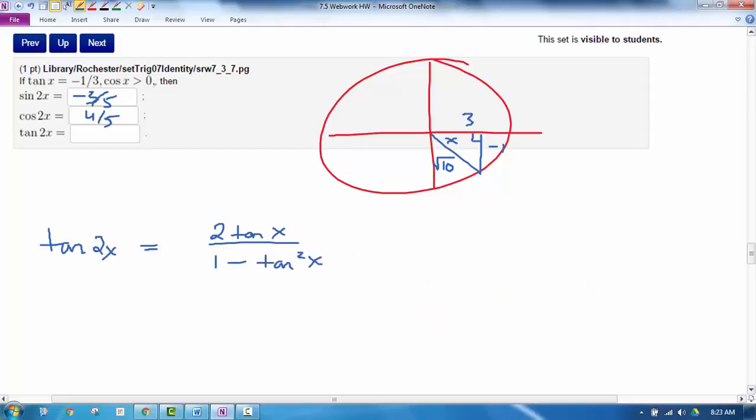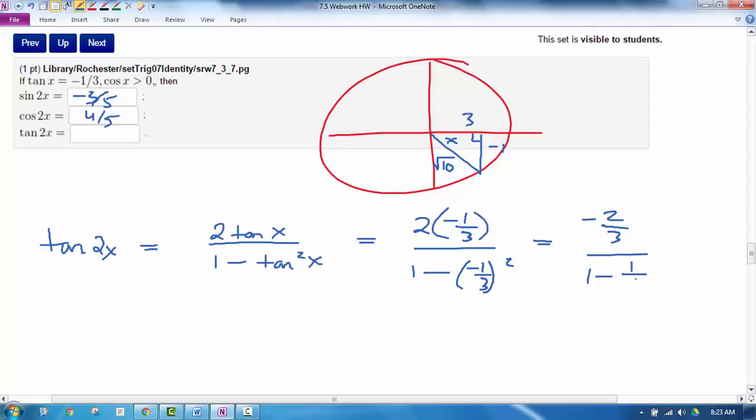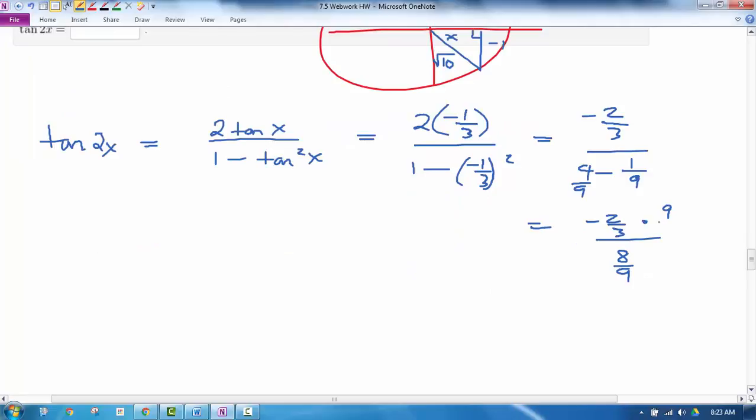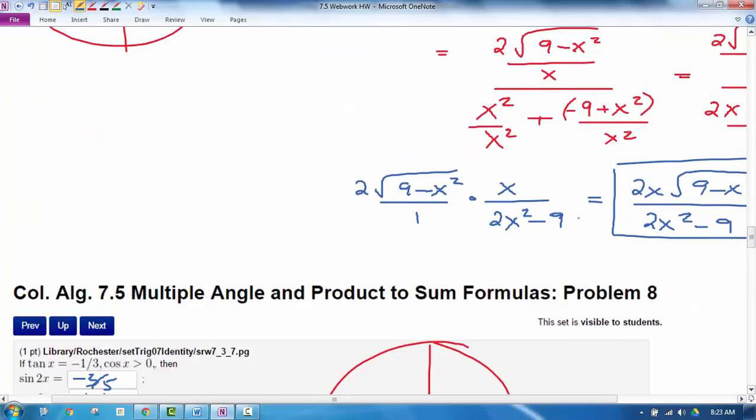And the last one is tangent of 2x, which here's the formula off the formula sheet. So we're just going to plug this in. Tangent of x is opposite over adjacent, so that's negative 1/3, divided by 1 minus tangent squared of x, so that's negative 1/3 squared. We can simplify. This is negative 2/3 in the top. In the bottom, this is going to be 1 minus 1/9. So I'll get a common denominator here. So negative 2/3 over 8/9. Now I'll multiply by 9 over 8 instead of divide by 8/9. And 3 goes into 9 3 times, and 2 goes into 8 4 times, so it's negative 3/4. And that should work fine.